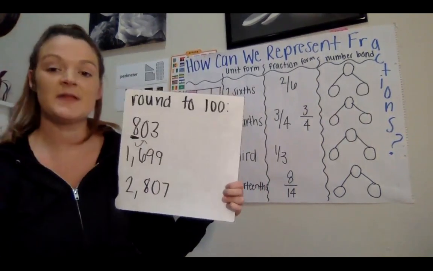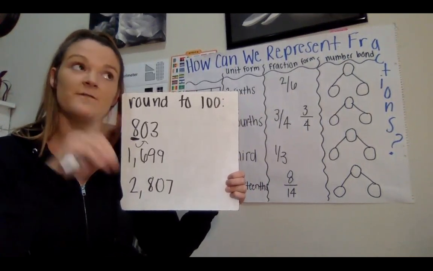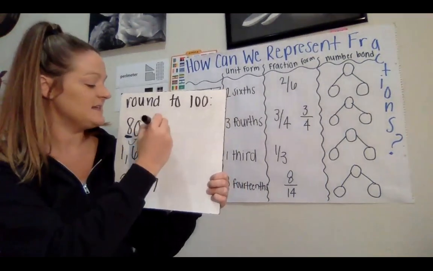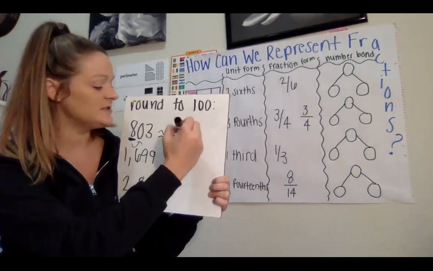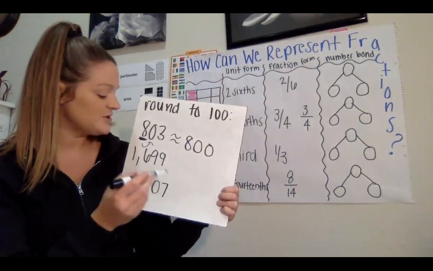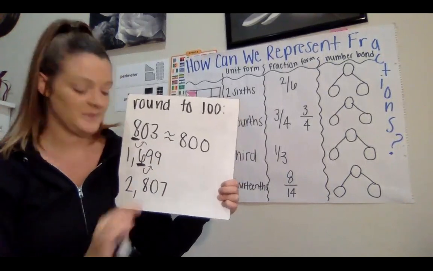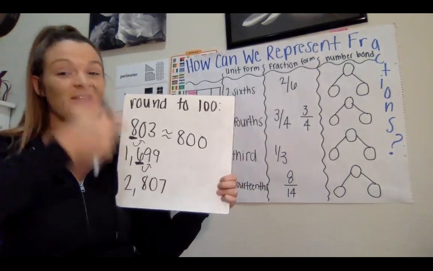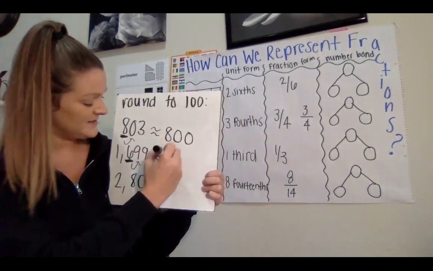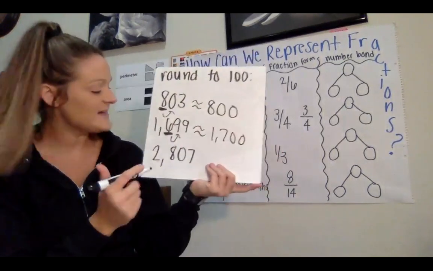Look next door. My 0, does that tell me to raise the score or let it rest? 4 or less, let it rest. So it's going to stay as a 0, so 803 rounds to 800. Next one, 1,699, underline my hundreds digit, look next door. My 9 tells me to raise the score, so this 6 is going to go up to a 7. So that means it's going to be 1,700.